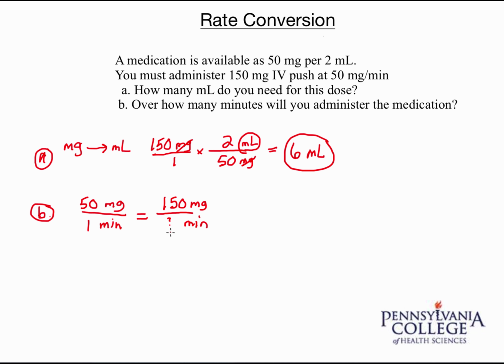I don't know this. So instead of writing a question mark here, if we want to set this up so we can solve it, I'm going to write a variable x. Now I will cross multiply. So I will have 50x equal to 150. I can divide both sides by 50. You're going to get x equal to 3. Therefore, it would be administered over a period of time of 3 minutes.